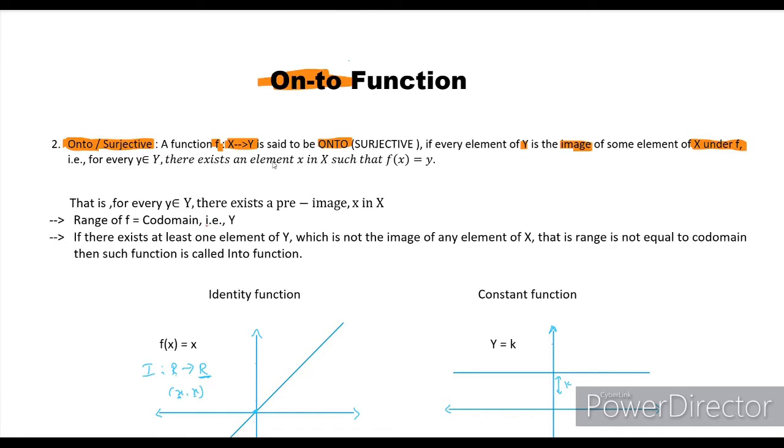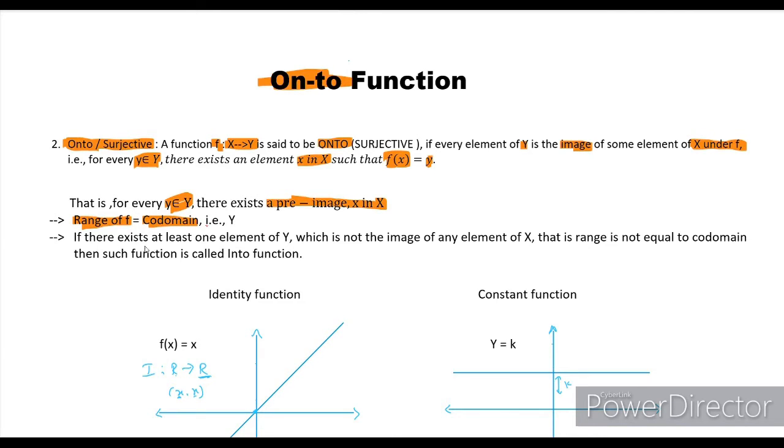That is, there exists an element x in X for every element y which belongs to the codomain set, such that f of x is equal to y. So every element of Y has a pre-image in X. That is the definition of onto function. Whenever a function is onto, the range of the function is always equal to the codomain of the function.